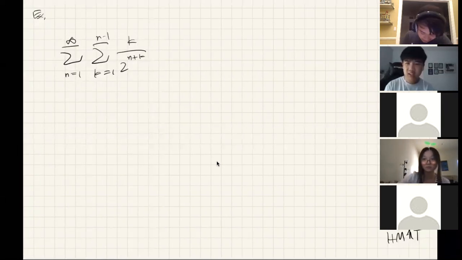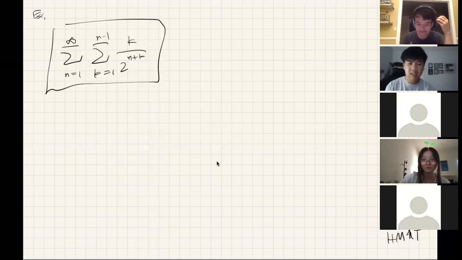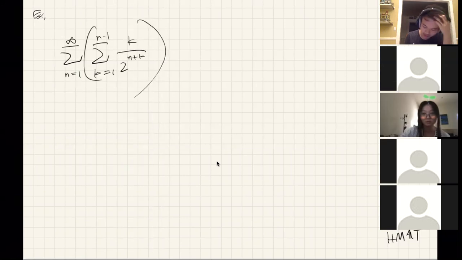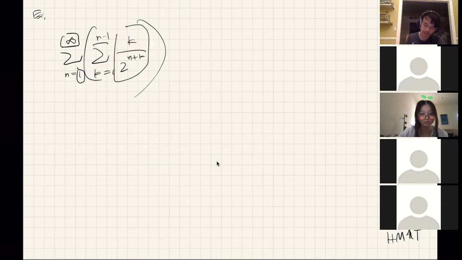Anyways, all right, next question. This is from HMMT. So once again, we have two sums. You know that we're going to swap the order of summation in some way. So for every n from 1 to infinity, you're going to evaluate the following sum over integer k from 1 to n minus 1. So you're going to be summing the quantity k over 2 to the power of n plus k. All right.